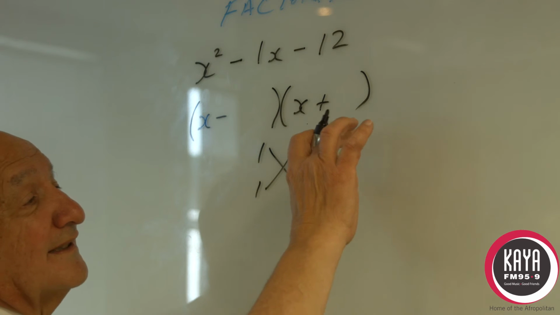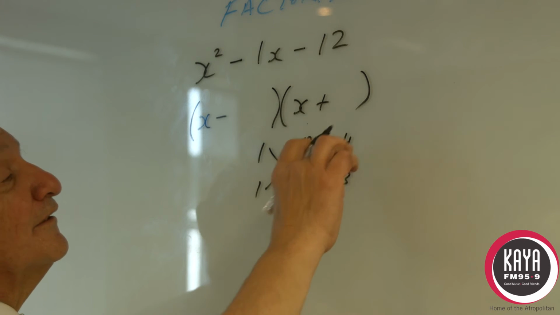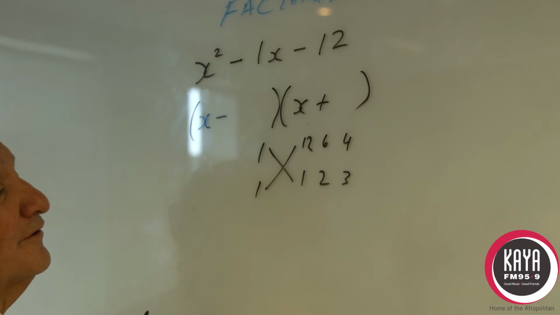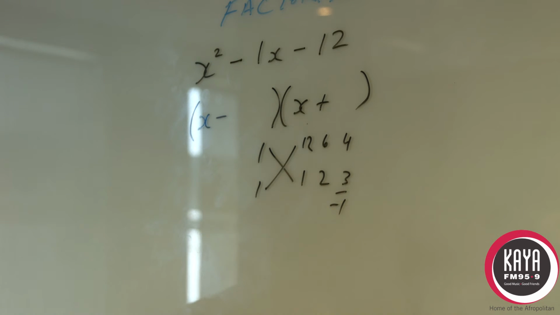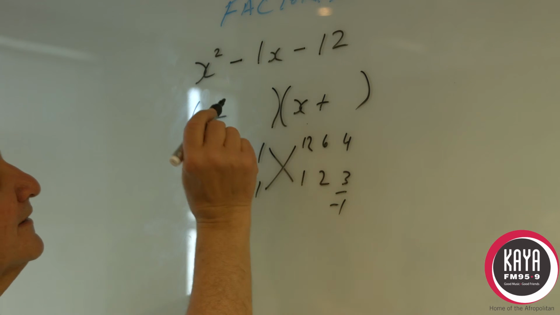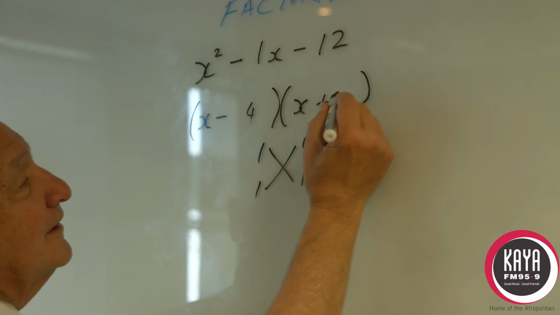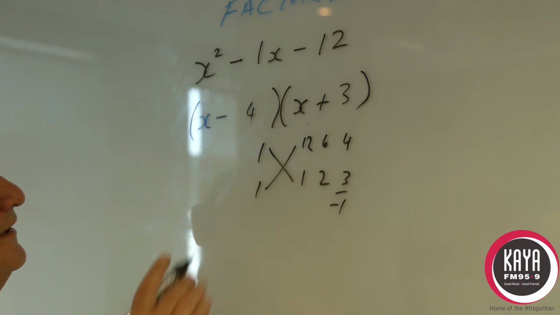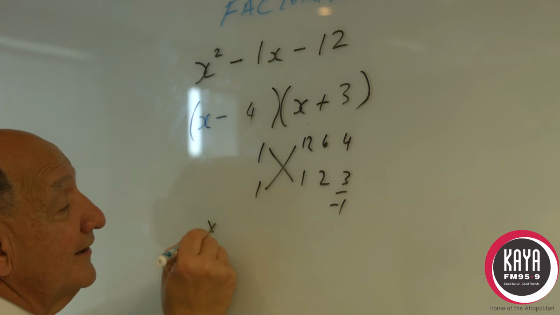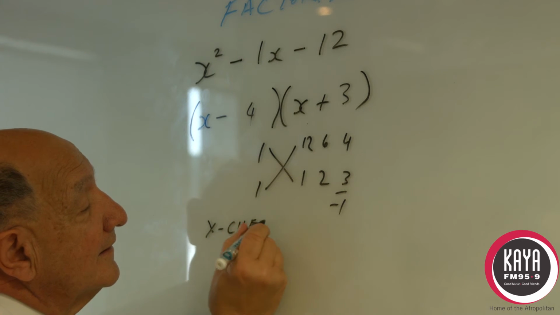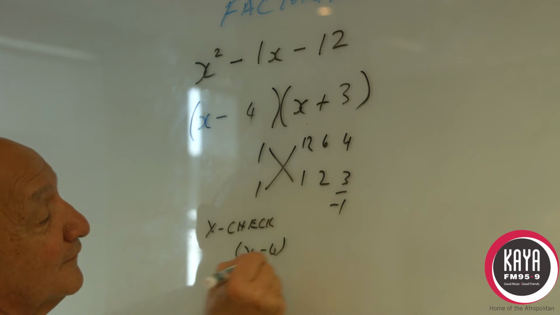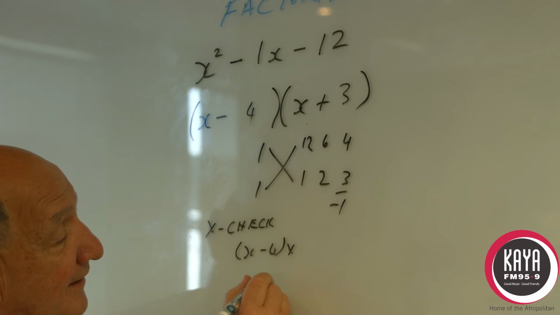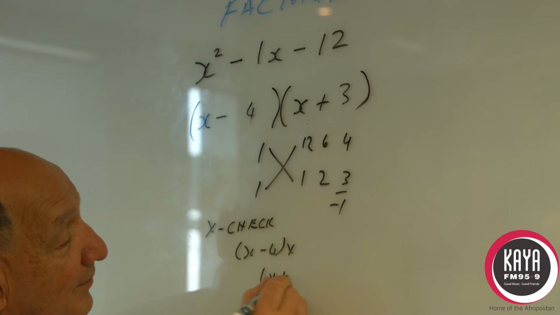This time, when we sum our two factors for the coefficient of x, we require a minus 1. So this is going to have a change in the signs. Here we're going to have 4, and there we're going to have 3. So let us do a cross-check. You have x minus 4 times x plus 3.